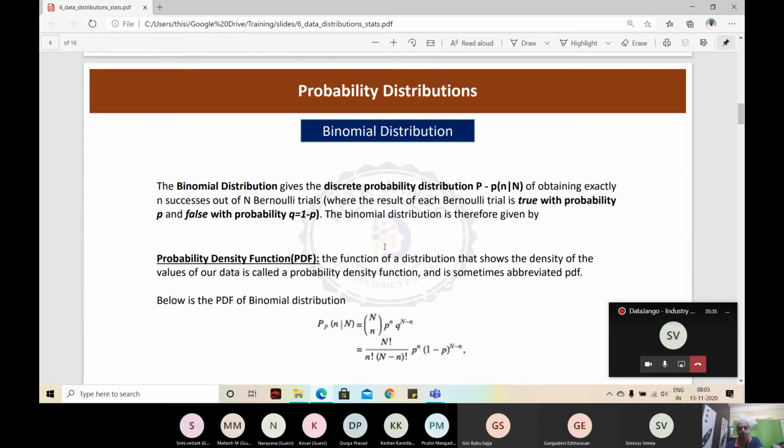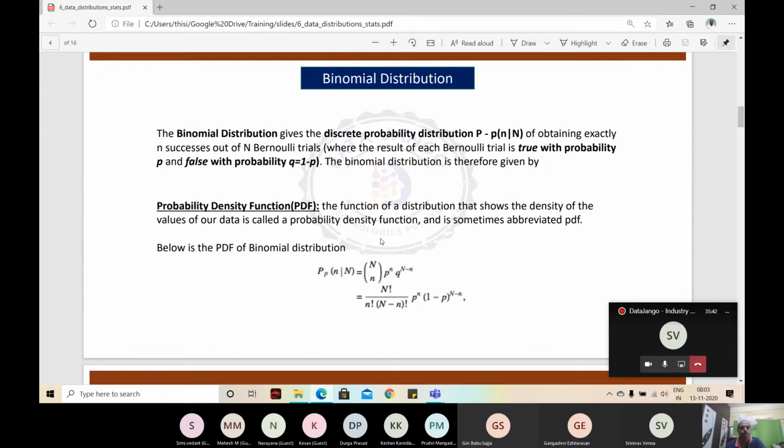Now probability distributions. Now we know what a random variable is, and we know what a distribution is. Now we are looking at the binomial distribution. When your conducted experiment is discrete in nature, meaning the outcomes are countable, then we can assess the probability of something happening using the binomial distribution. The binomial distribution gives you a discrete probability distribution. What is a probability distribution again?